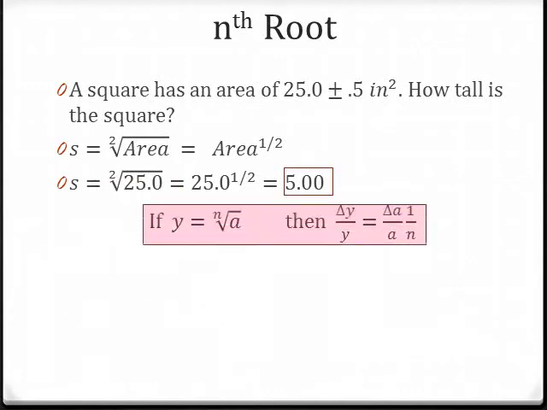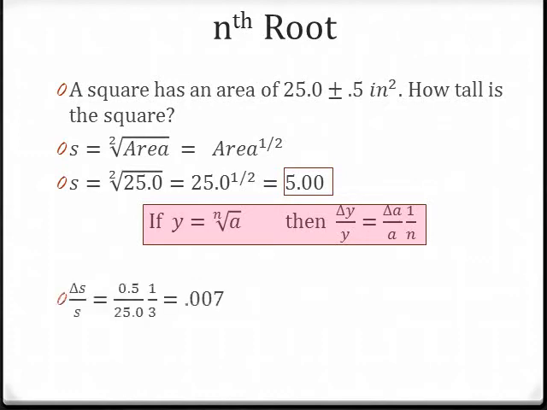So let's rewrite this. If y, or a new quantity, is equal to the square root or cube root or some nth root, then the percent uncertainty will equal the percent uncertainty of the original number times the reciprocal of the nth root, so 1 over n. And this equation is also in your pink packet that you can always use to remember. Now, let's go calculate that.